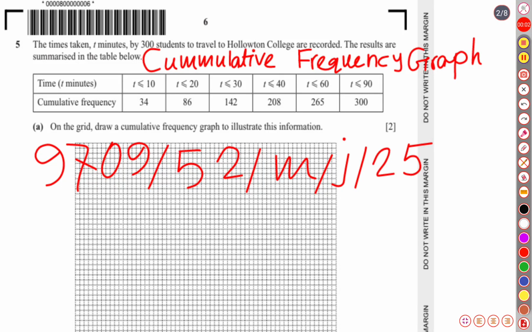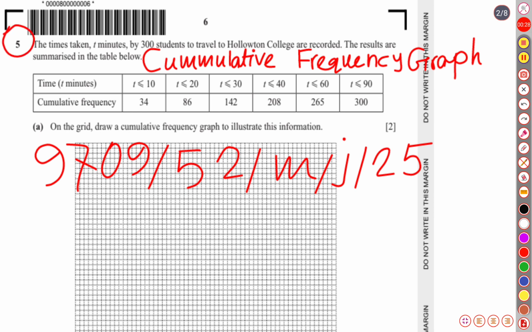Bismillahirrahmanirrahim. So let's move on to the first topic of today's discussion. The first topic has been selected as cumulative frequency graph, and under this topic the first question has been chosen from paper 9709/52 for the session May June 25, and question number 5 is going to be solved under this topic.